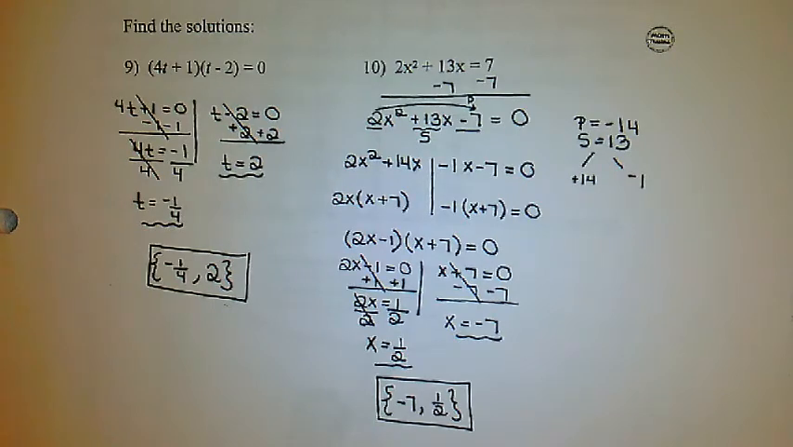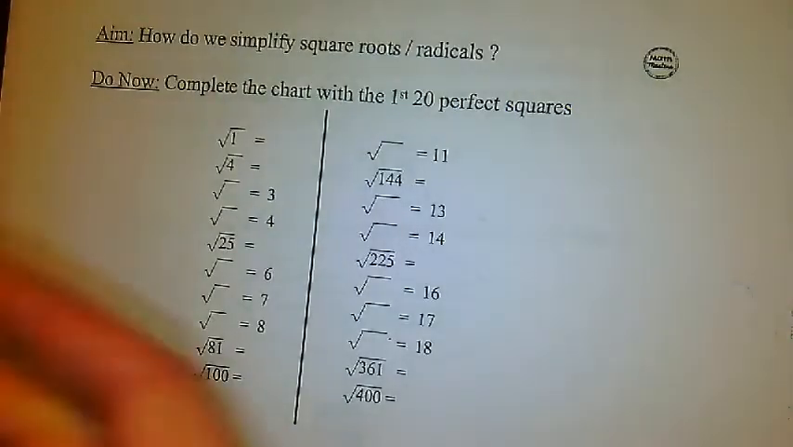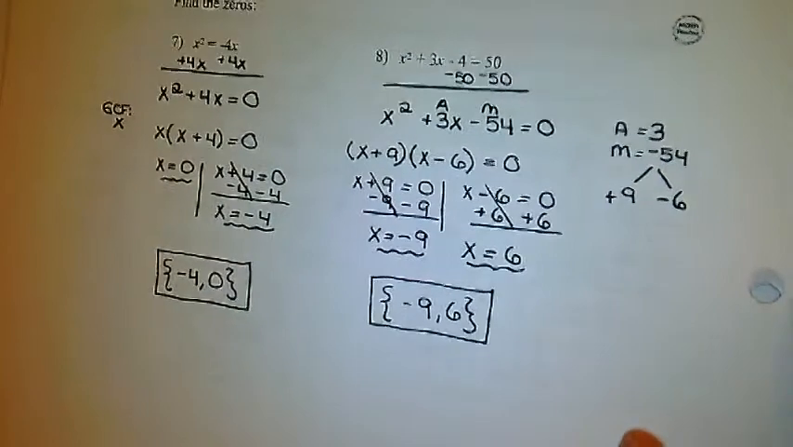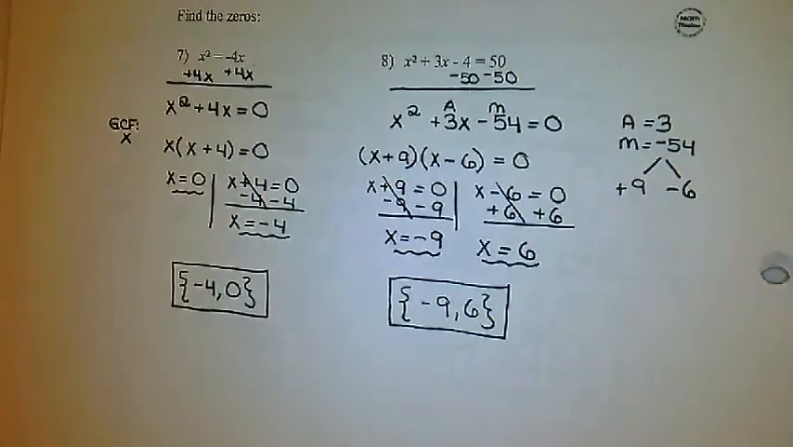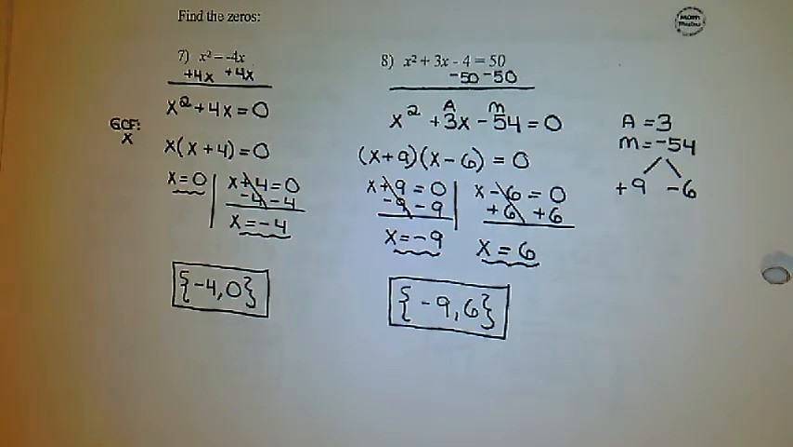Okay, so for number 9, probably should do 7 and 8 first. So for number 7, I moved over the negative 4x, took out a GCF, and then set them equal to 0 and solved. So remember that if there is just that x out in front, that means that it's equal to 0. If it was a 3x, 4x, 1/2 x, it does not matter. You will always get the same outcome of 0.